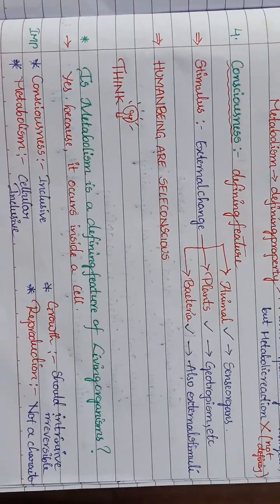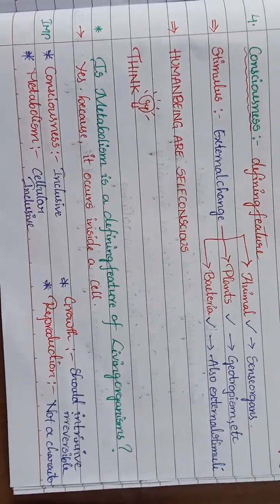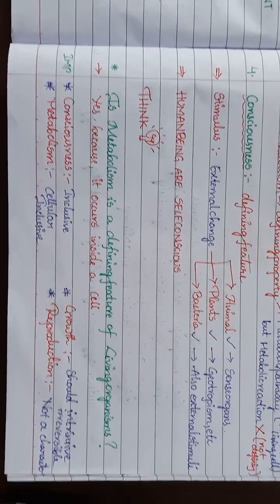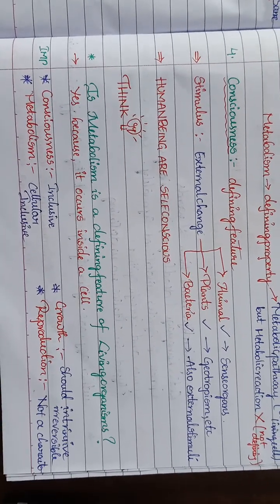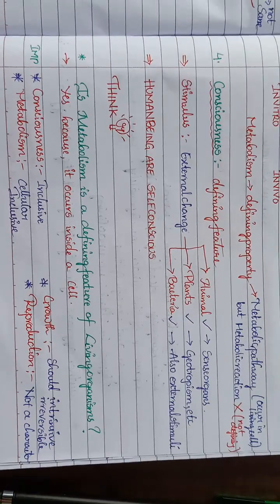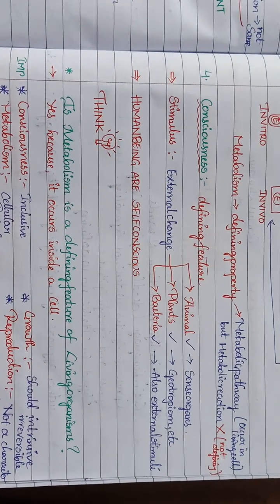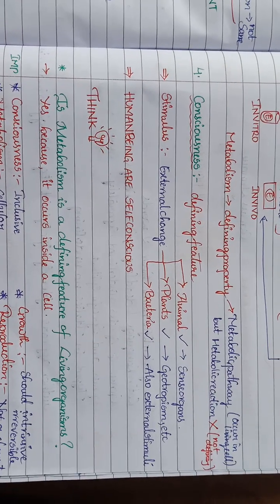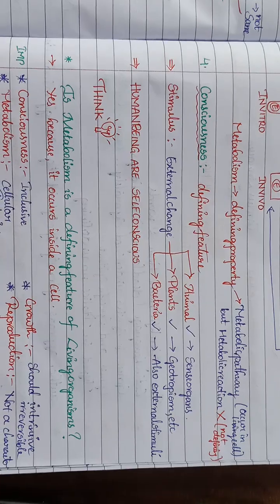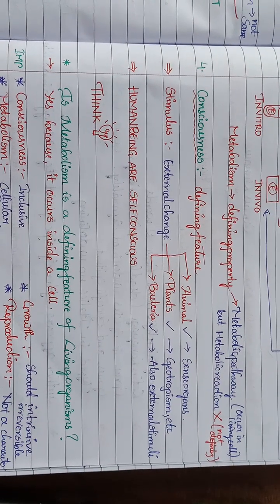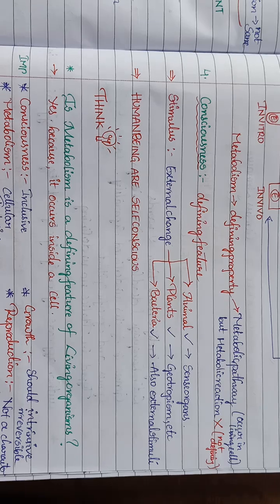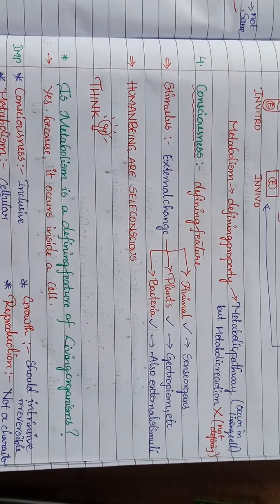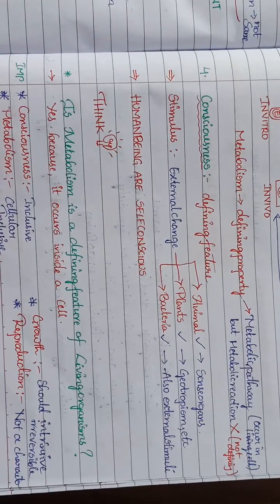Okay, now coming to consciousness. Before learning consciousness, we should know what a stimulus is. Actually, a stimulus is an external change which occurs for animals, plants, bacteria. Animals have sense organs through which the stimulus is received, and plants have, for example, geotropism, hydrotropism, phototropism. It is a response to a stimulus, right? Next, coming to bacteria. Bacteria also respond to stimuli.